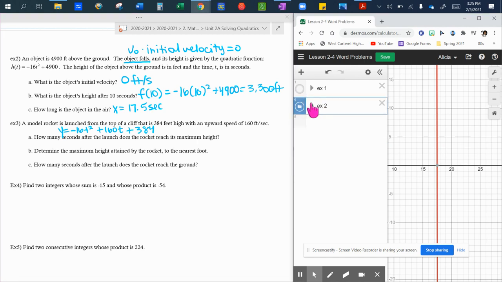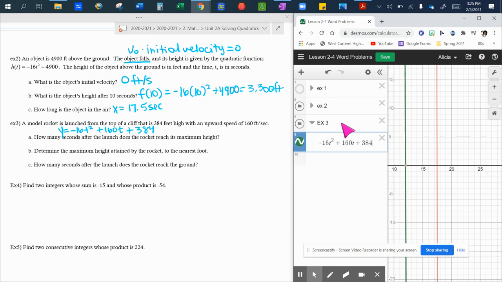So here we can collapse example 2 down to example 3. We have y equals negative 16 t squared plus 160 t plus 384.